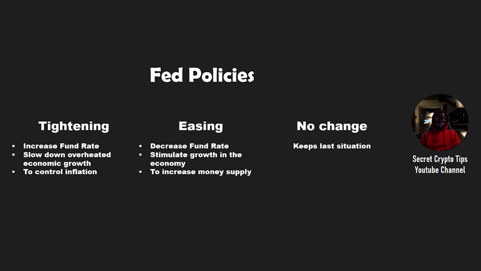Easing occurs when central banks lower the federal fund rate. An easing monetary policy environment serves the opposite purpose. In an easing policy environment, the central bank lowers rates to stimulate growth in the economy. Lower interest rates lead consumers to borrow more, also effectively increasing the money supply. And no changing at all.